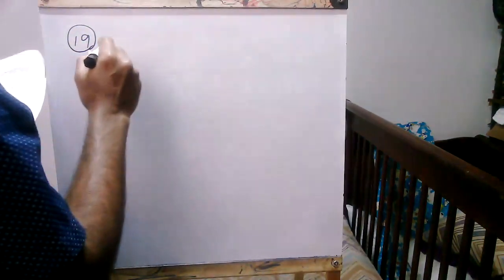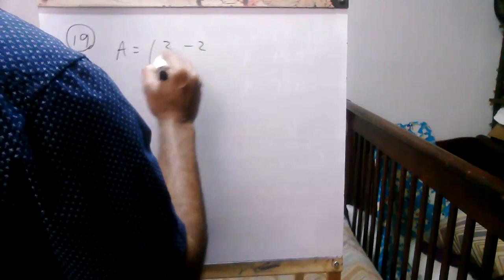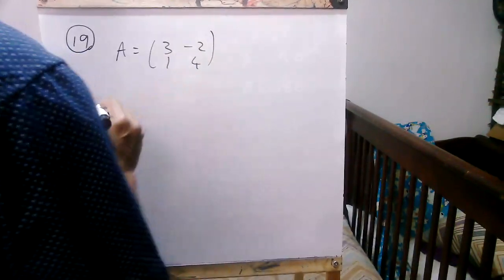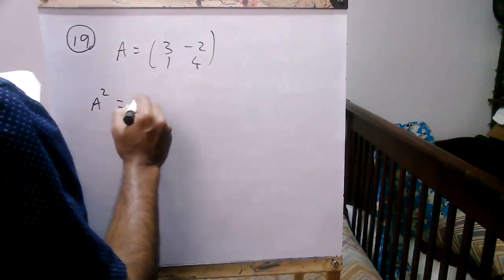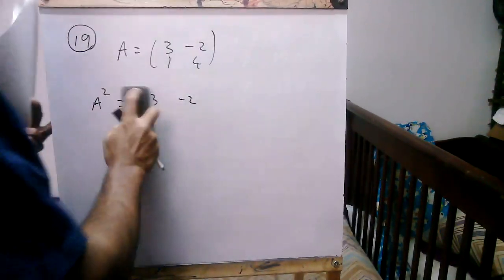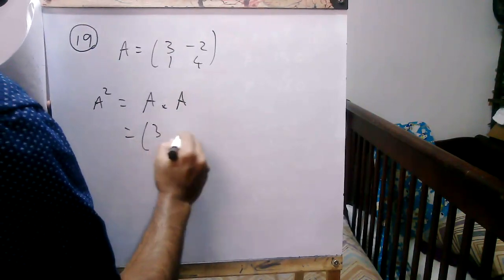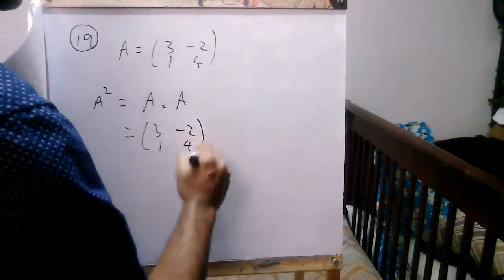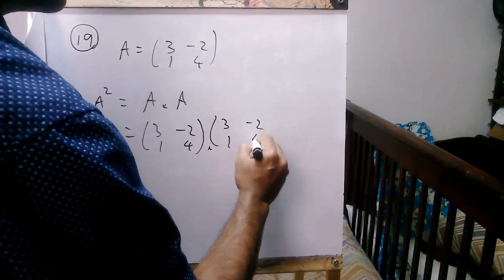Problem 19. A is given, asking you to find A squared. A equals the matrix 3, negative 2, 1, 4. A squared equals A times A, so the matrix 3, negative 2, 1, 4 times the matrix 3, negative 2, 1, 4.